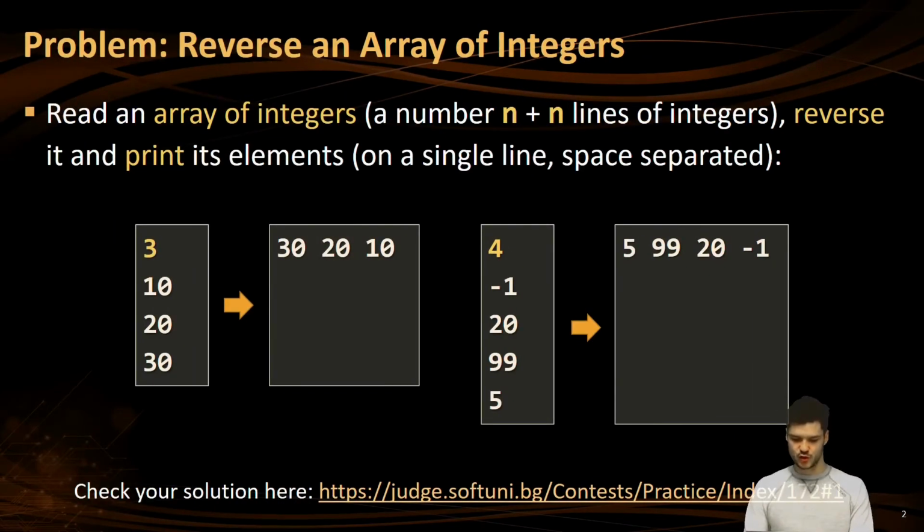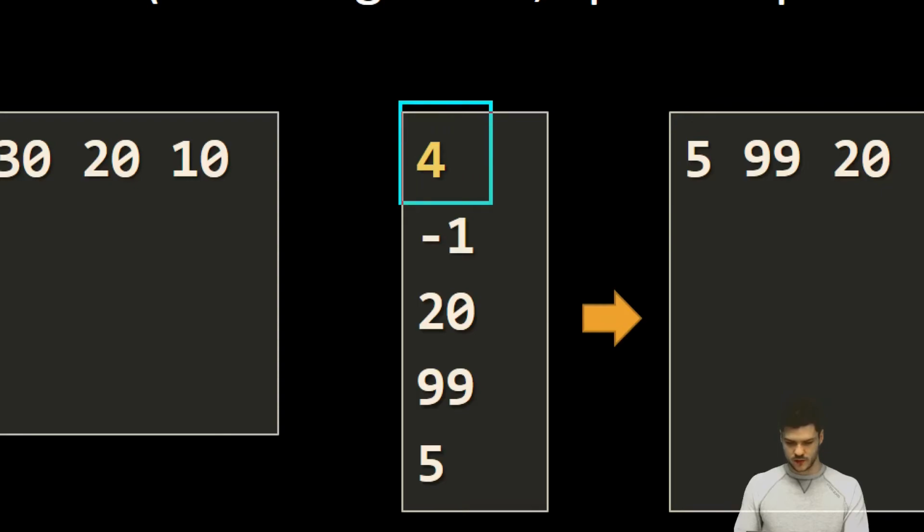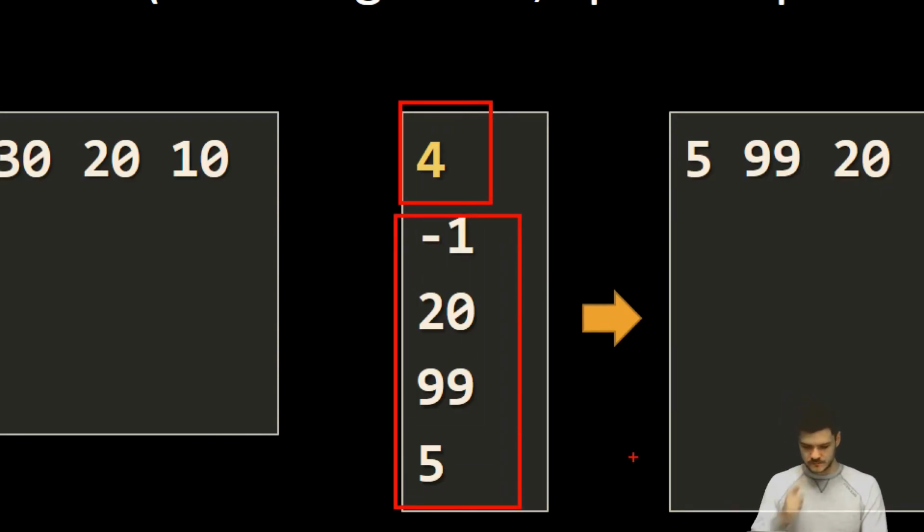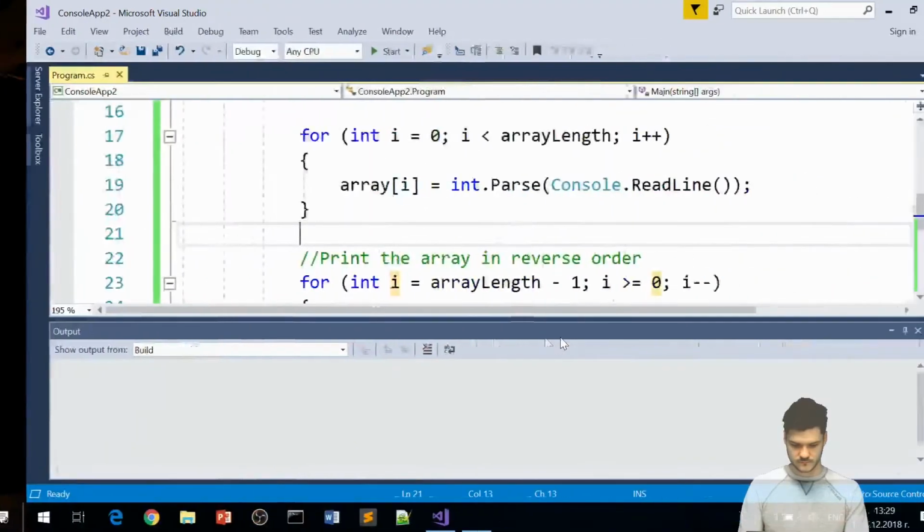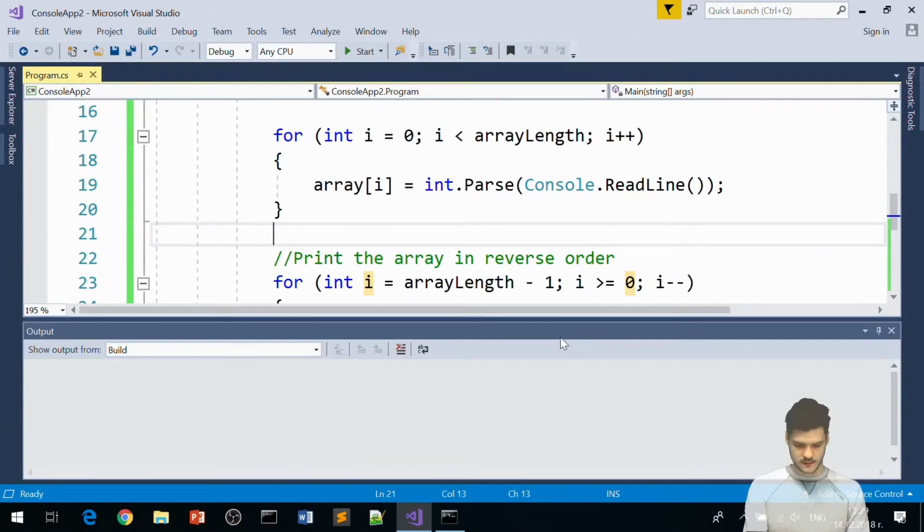4, minus 1, 20, 99, 5. So the array will be of size 4, and this will be the array, right? So, okay. Let's run it.